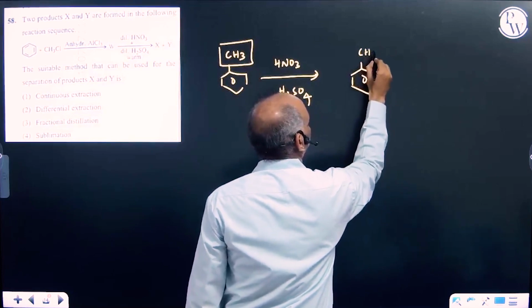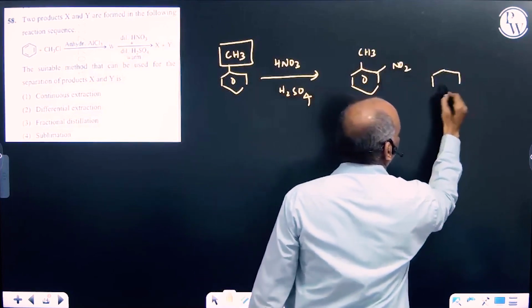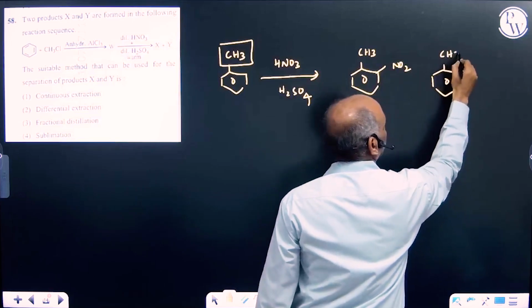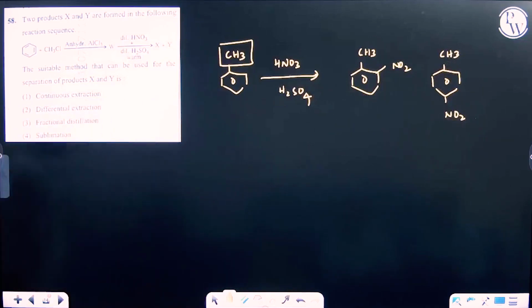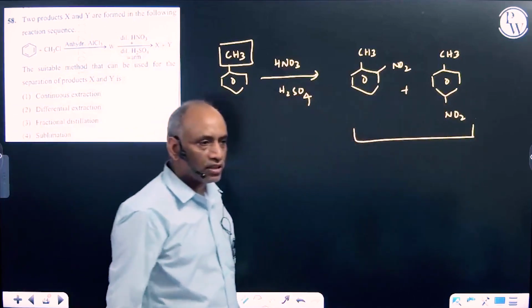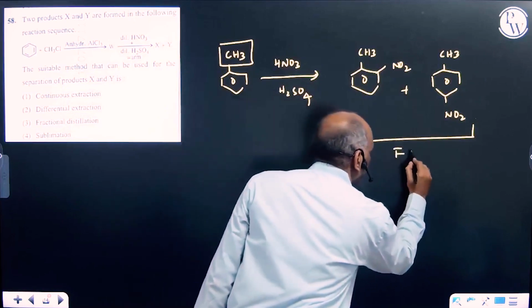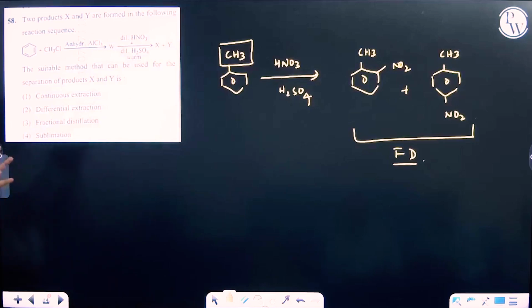Here you have the CH3 and NO2 group. And there is another possibility where you get CH3 and NO2 here like this. These are the ortho and para products, which differ in their boiling points. If 2 substances differ in their boiling points, then they can be separated by fractional distillation. So this is fractional distillation. This is one of the examples quoted in the NCERT book.